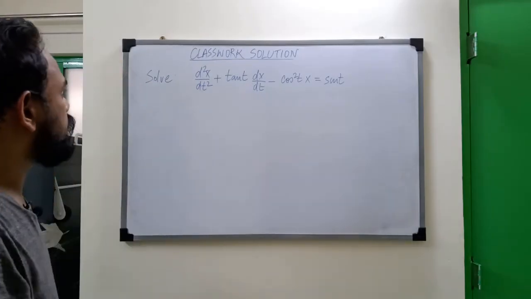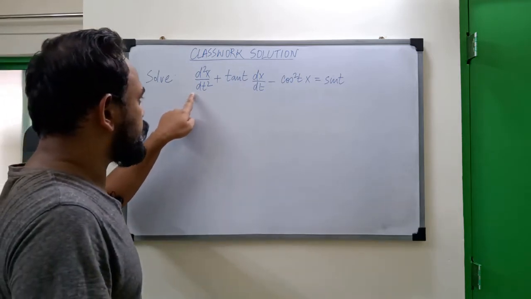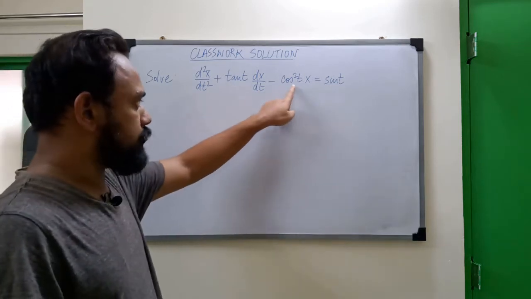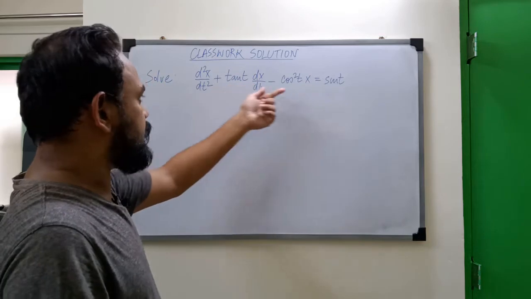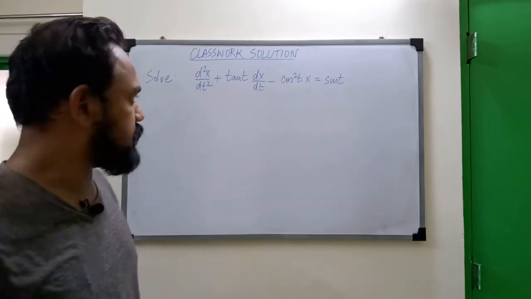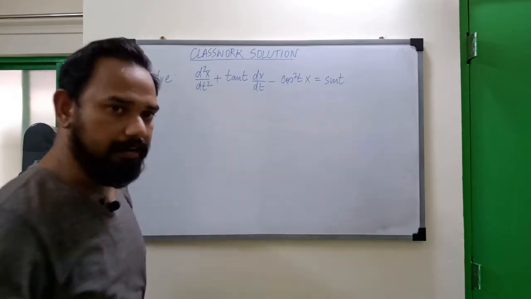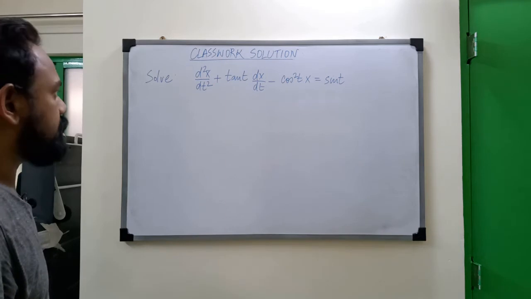We will work out the solution of the classwork problem that was given a couple of days back. So this was the differential equation. It's a second order linear differential equation but with non-constant coefficients. As you can see, the coefficients of dx/dt and x are tan t and minus cosine squared t respectively, and so these are non-constant coefficients. They are functions of time. And of course on the right hand side we have some input and we're going to solve this.